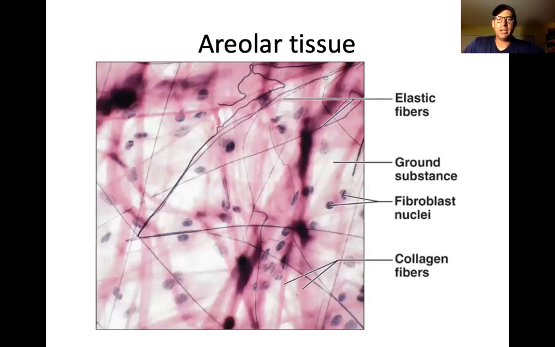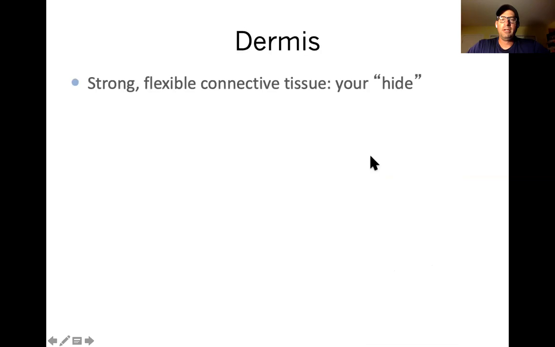So this is your areolar connective tissue, what it would look like under the microscope. These are the nuclei of fibroblast cells. You can see these thick collagen fibers running through it, and these thinner elastic fibers as well, okay? And all the rest of this surrounding area is the ground substance with other types of proteins and other molecules and ions filling that space. But the main proteins are these thicker collagenous fibers and thinner elastic fibers. So your dermis is strong, flexible, connective tissue. It is your hide.